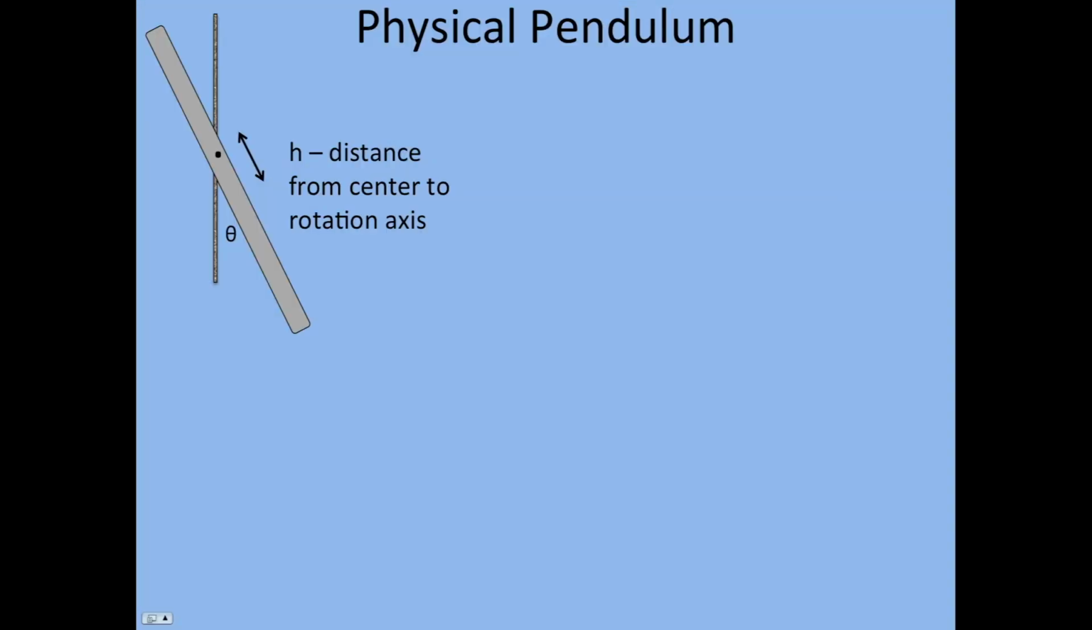And so in this case, we have a rod, but it can be anything that has a pivot point that's off its center of mass, so that there will be a torque that makes it swing back and forth after you disturb it. And we define a distance h as the distance of the pivot point from the center of mass. And if we do a free body diagram, we have weight coming from the center of mass.